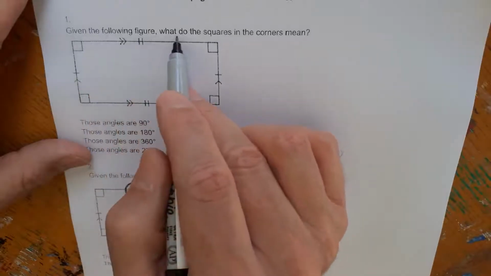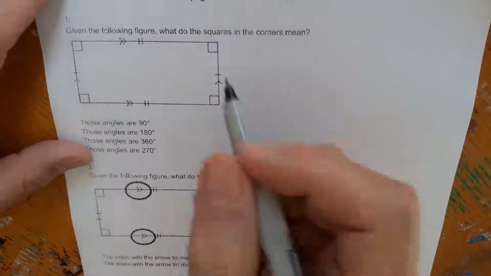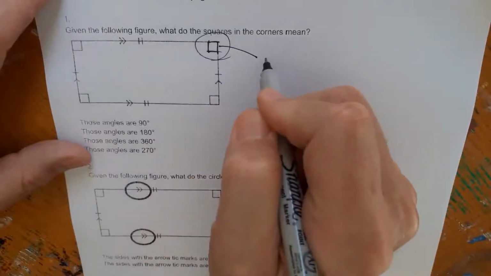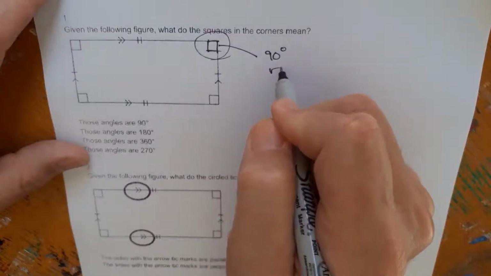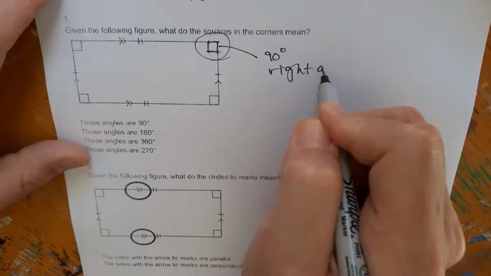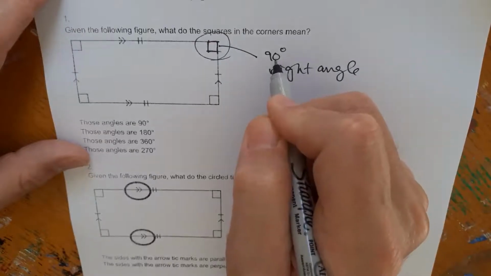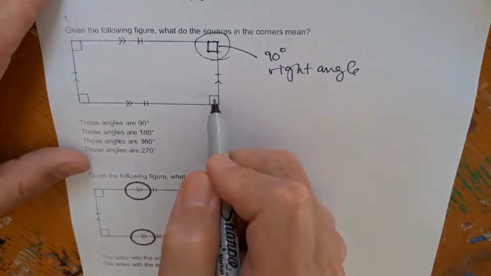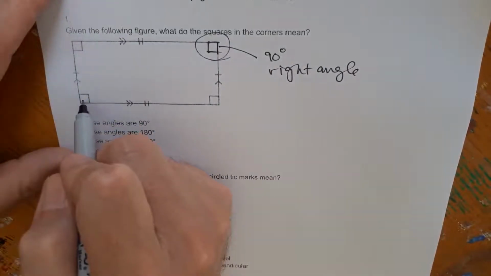All right, with that said, given the following figure, what do these squares in the corners mean? So see this corner? There is a square. The square means 90 degrees, which is also called a right angle. And it means exactly 90, by the way, not just close. It means exactly 90 degrees. Here's one here. So all of these corners are 90-degree angles.